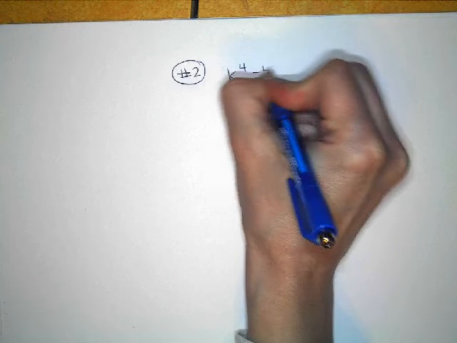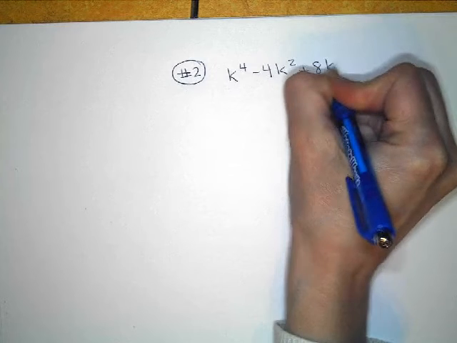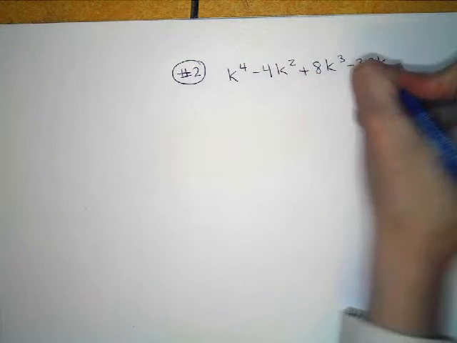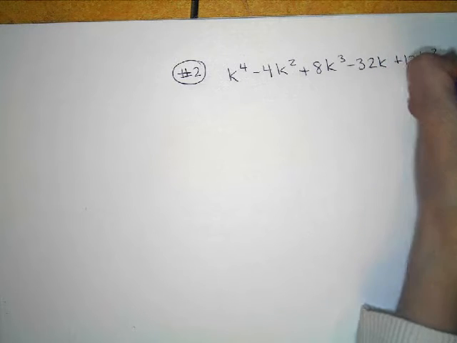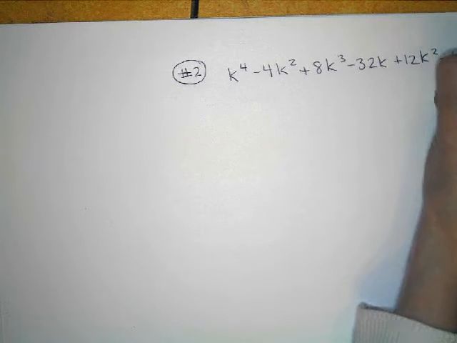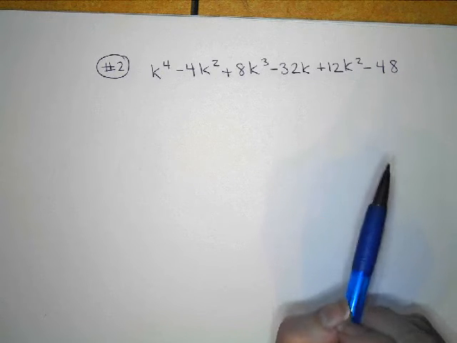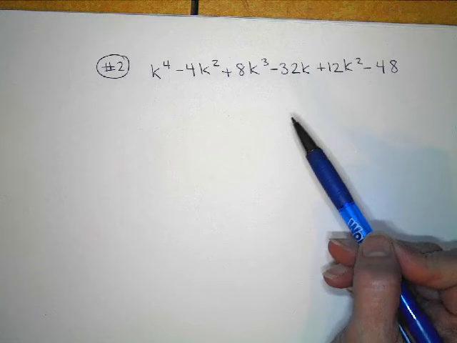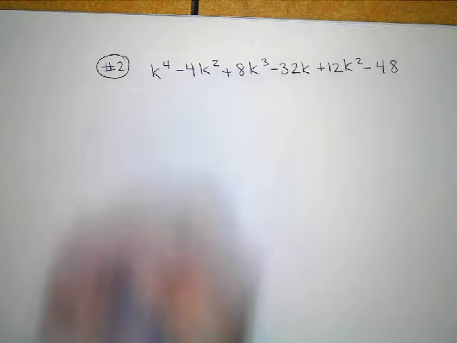k to the fourth minus 4k squared plus 8k cubed minus 32k plus 12k squared minus 48. This problem goes on and on. I even ran out of space for it. Whenever the Regents exam has given a problem like this, the order that they put the terms in naturally fell into the order you could end up doing the problem.